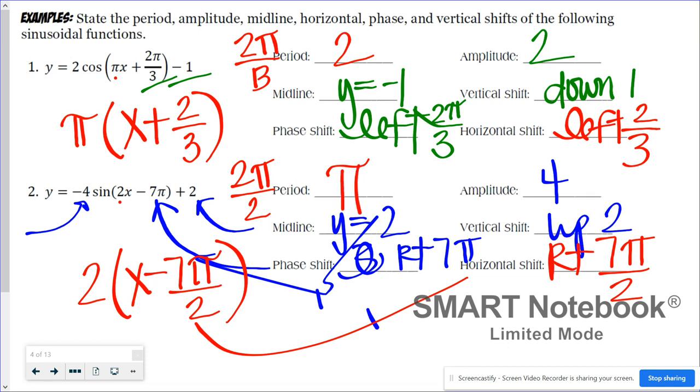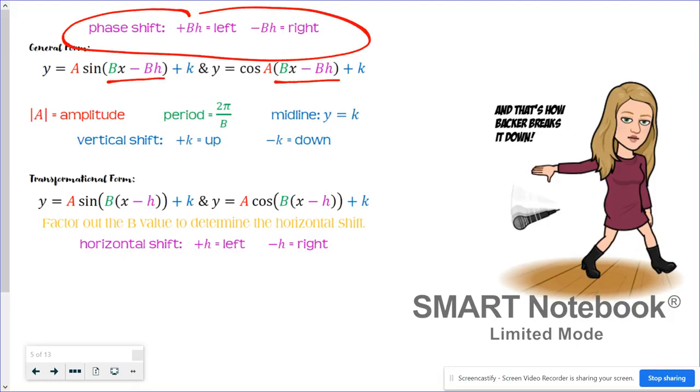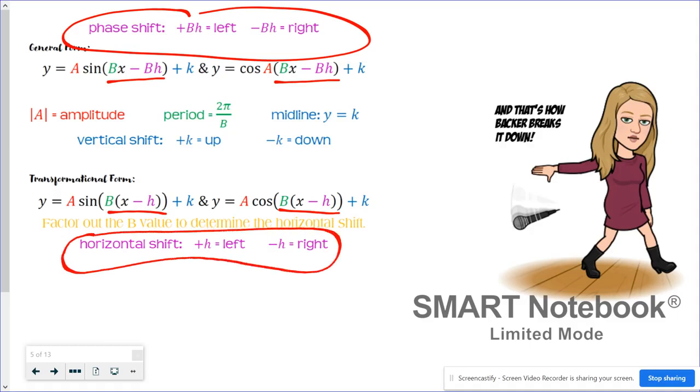Sorry. But that's how we can analyze the function formula for a sinusoidal function, so sine or cosine. The rules for amplitude, period, and midline are still the same. The midline also tells us about a vertical shift. And then in the non-factored form, we can identify the phase shift, and then we factor out that coefficient. And when it's in that factored form, then we can identify our horizontal shift.